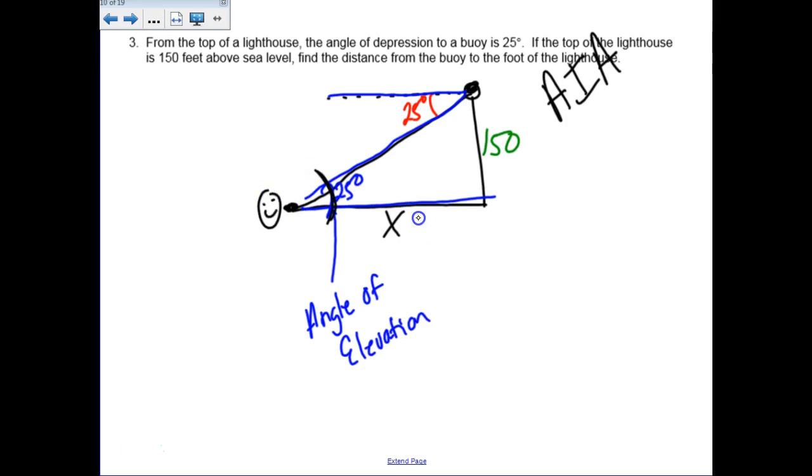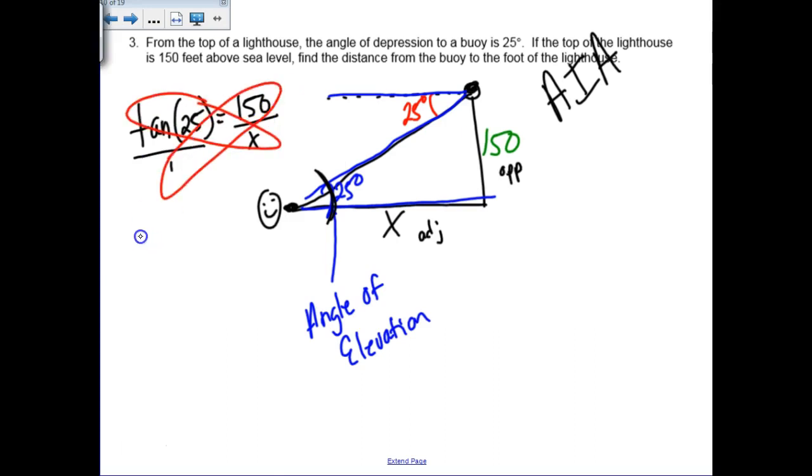So here I am. I'm at the buoy all of a sudden. And we have an adjacent and opposite, which is tangent. Very good. So tangent of 25 equals opposite over adjacent. Now be careful, guys. This is not just a multiplication question because of where the x is located. So if you think about how you're solving this proportion, you got x times the tangent of 25 equals 150. So it turns into a division question. You're going to divide by the tangent of 25. To the tenths place, please.